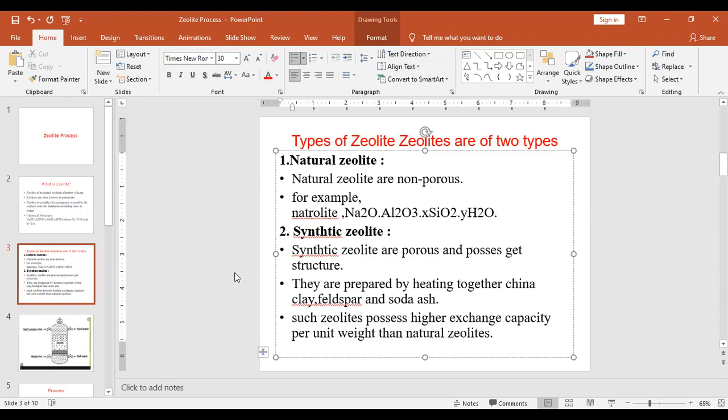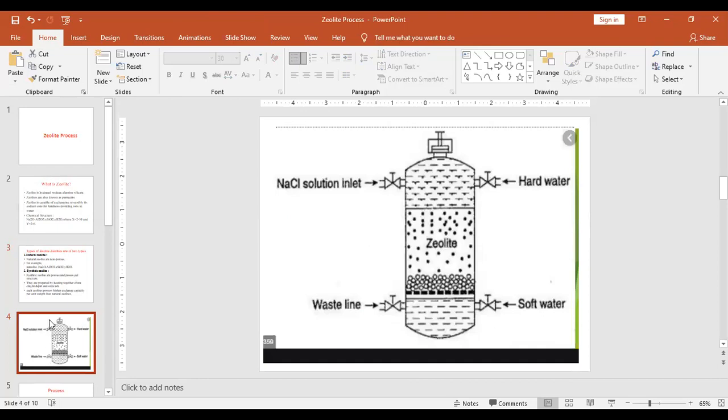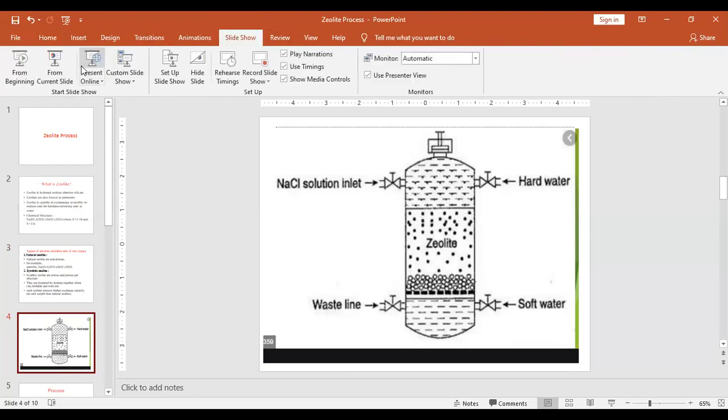But when we go for the synthetic zeolite, the reaction performs in a better manner. That's why we prefer to go for the synthetic zeolite. So what exactly happens? This can be observed in this figure. You can see this figure.